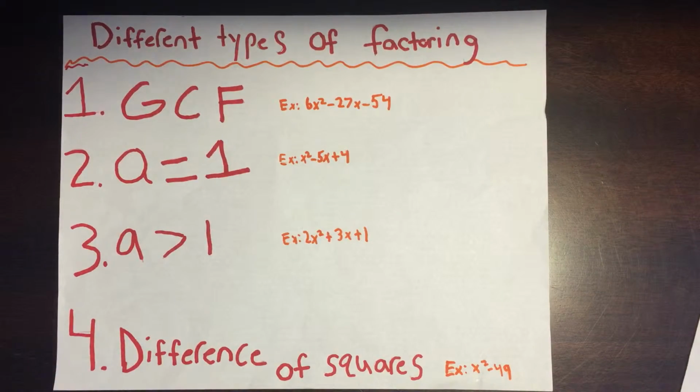We'll be showing you how to solve four different types of factoring: GCF, a equals 1, a is greater than 1, and difference of squares.